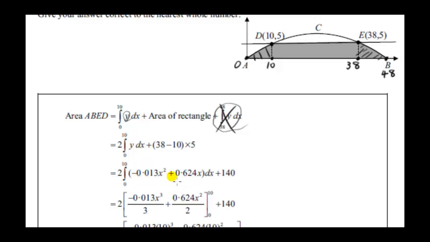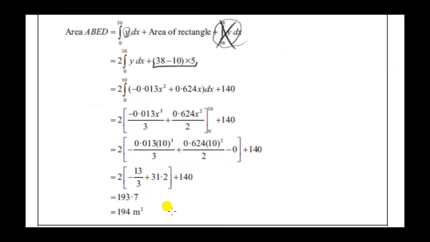So here's y, and we need to integrate this. That's a straightforward integral. I won't go through that. Okay, what about the area of the rectangle? Well, one side of it is just 38 minus 10, which is 28, and this side here is just the y value of this point, which is 5. So it's 5 times 28, which is 140.